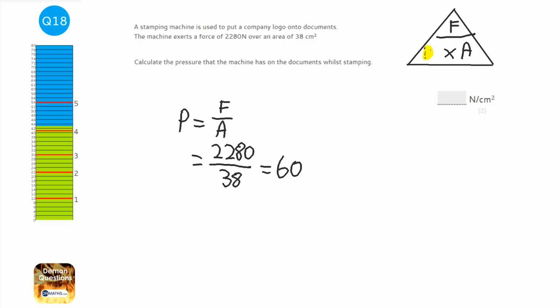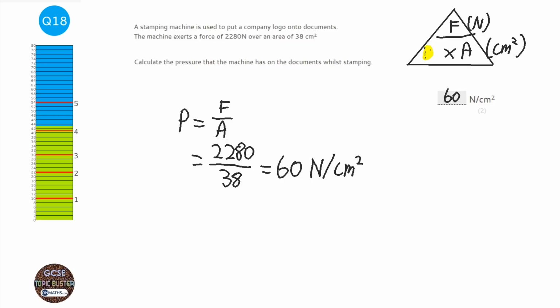Now the units: because force is in newtons, and because area is normally either in meters squared or centimeters squared, the units are newtons per centimeter squared. So it's 60 newtons per centimeter squared. Don't forget, it could be meters squared, newtons per meter squared, and that's absolutely fine for pressure.